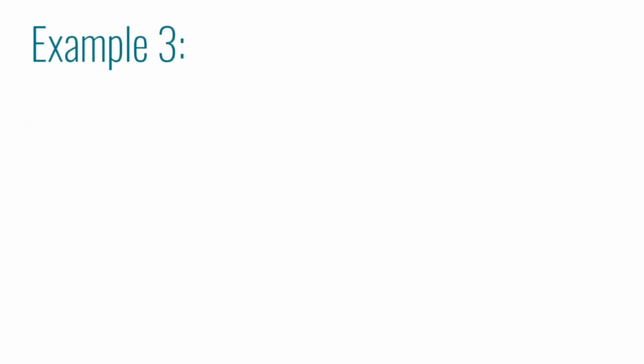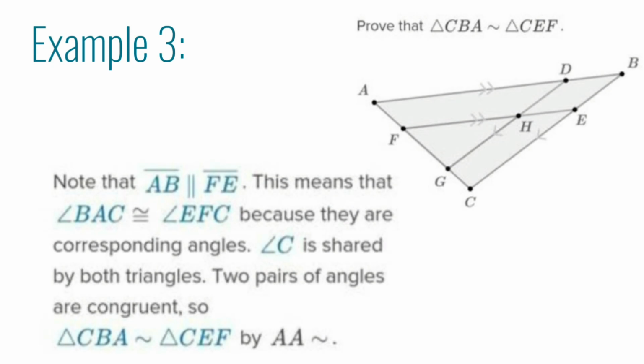Example number 3, prove that triangle CBA is similar to triangle CEF. Note that line segment AB is parallel to line segment FE. This means that angle BAC is congruent to angle EFC because they are corresponding angles. Angle C is shared by both triangles. Two pairs of angles are congruent, so triangle CBA is similar to triangle CEF by AA similarity.